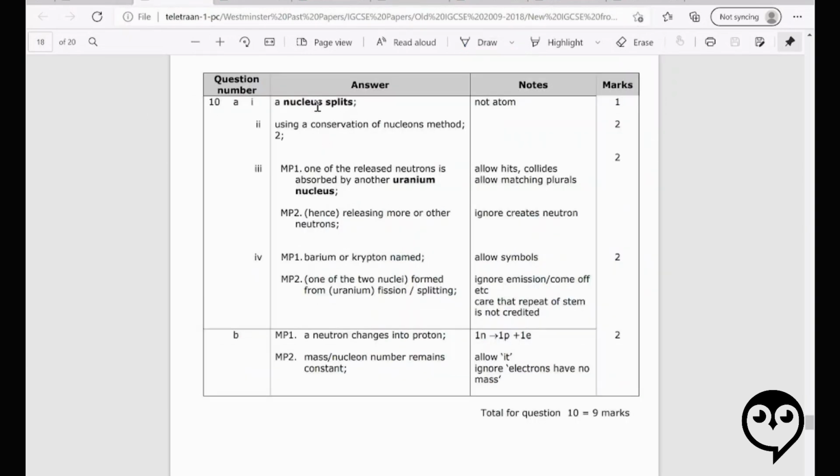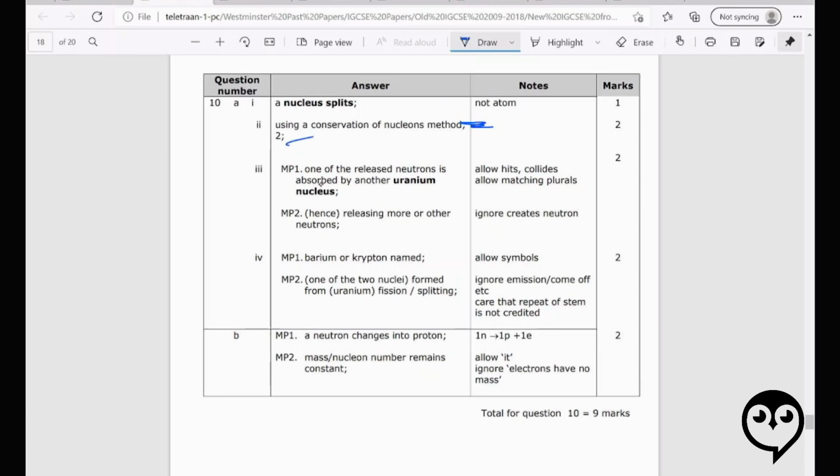Okay, so we said a nucleus splits. That's what fission is, using a conservation of nucleons method. Yeah, so we got 2. That's fine, however your method is, that's fine. You got 2. One of the released neutrons is absorbed by another uranium nucleus. That's the part I missed out.